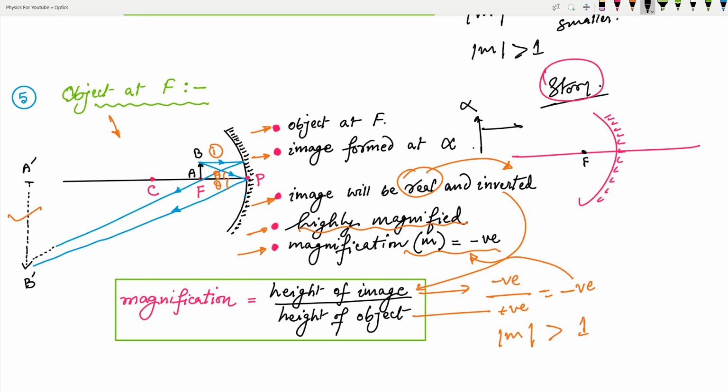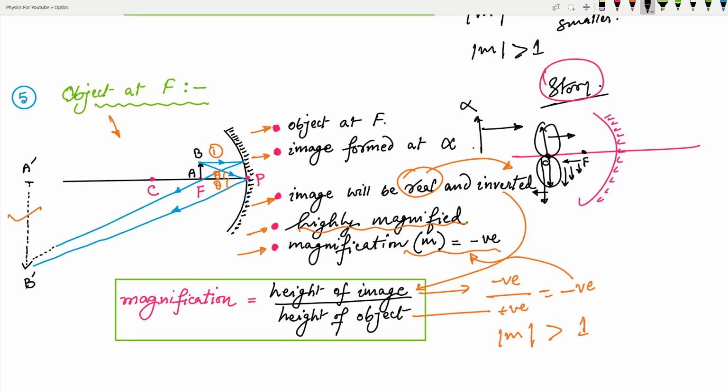As we start to move towards the mirror, the image starts to move away from the mirror, and it starts gaining height. It is becoming bigger and bigger. When the object reaches the center of curvature, the image also reaches the center of curvature and both heights become similar. The moment the object crosses the center of curvature towards the mirror, the image moves beyond the center of curvature and starts to become bigger than the object.